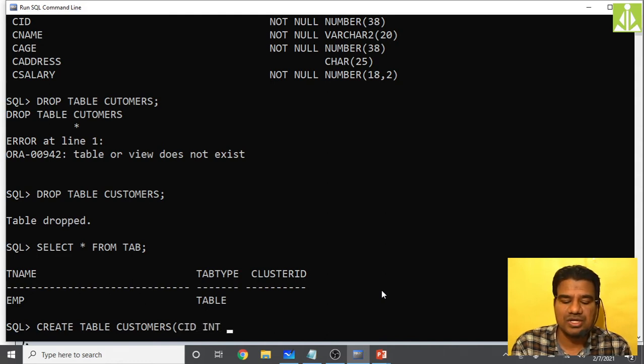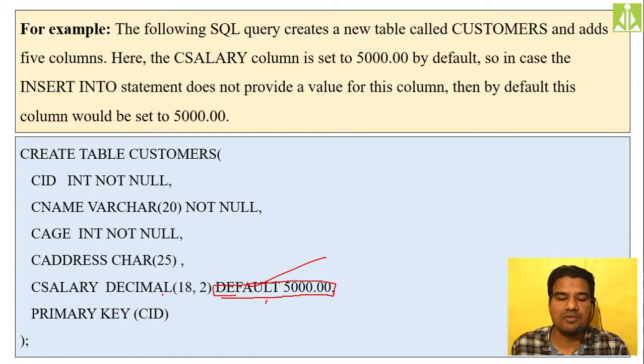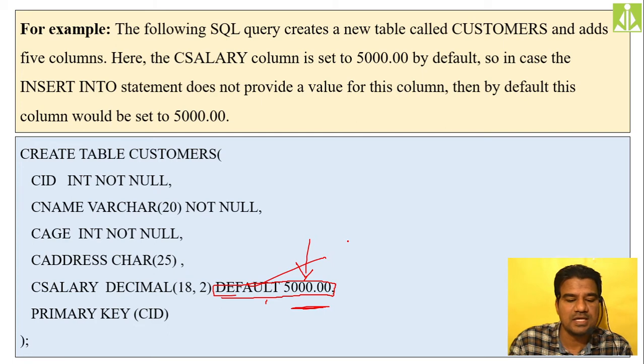CID int, and we said it should be not null. Then for what column are we having the default value? For the salary column. Like 5000 as the default value for the salary column. So whenever I am doing the record entry, if I don't specify salary details, by default it will take the salary details as 5000.